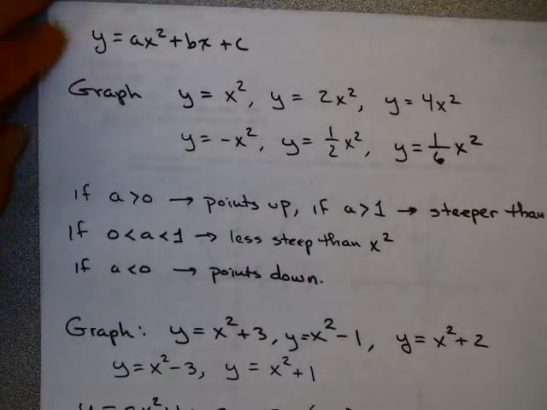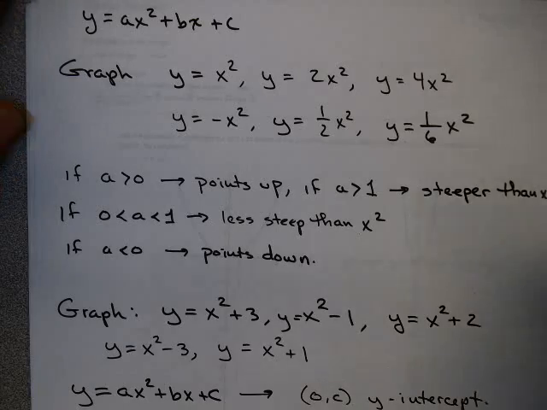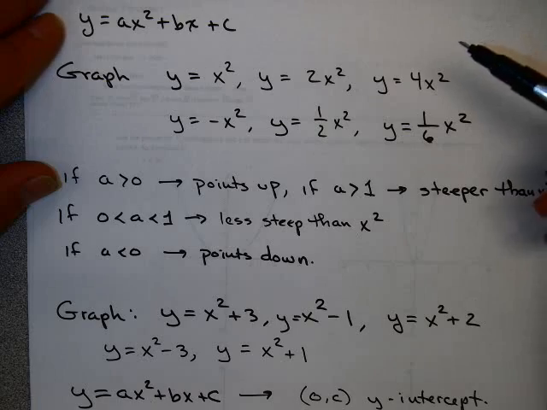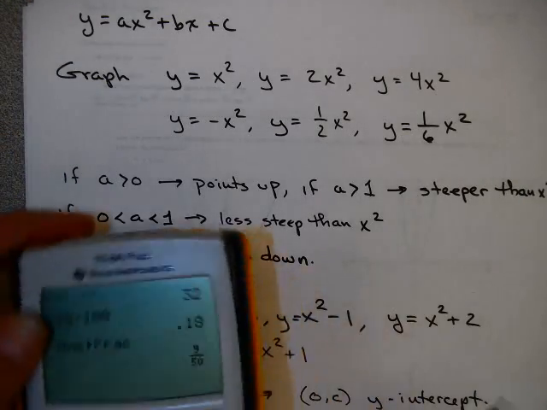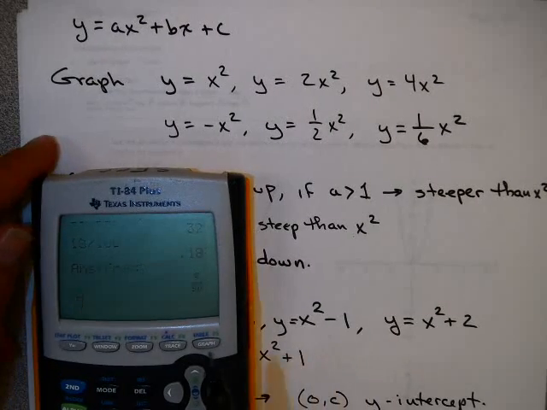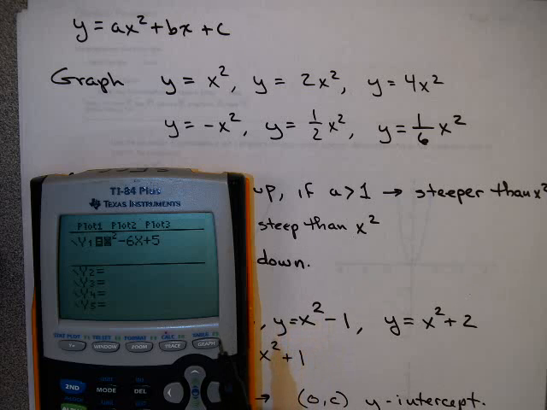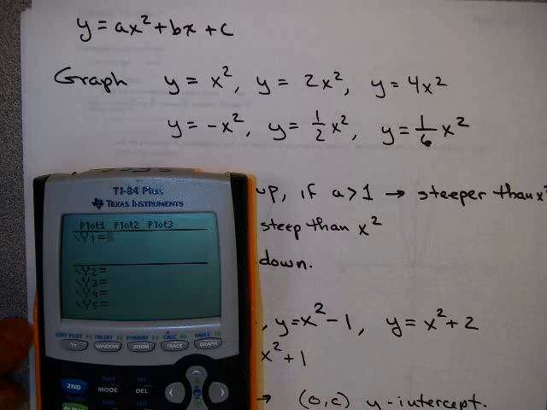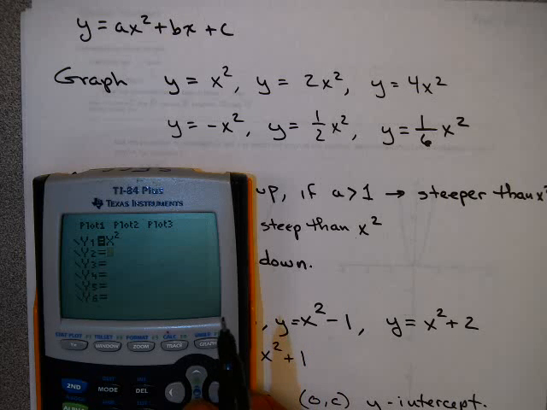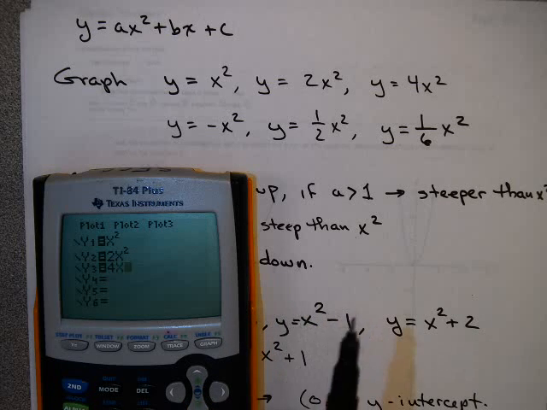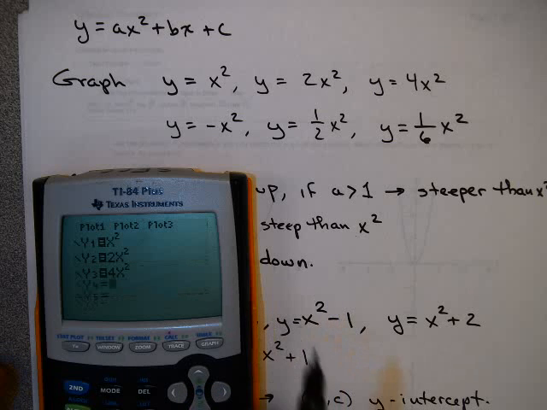Okay, let's do one last thing, and that is we're going to take a look at some general forms of the quadratic equation. y equals ax squared plus bx plus c. That's a quadratic function. And I'm going to use my calculator here to graph some of these for you to give you an idea of what these a, b, and c's really do here. So let's go to my graphing calculator, and I'll clear out everything. And I'm going to put in here x squared. And then I'm going to graph 2x squared. And then I'm going to graph 4x squared.